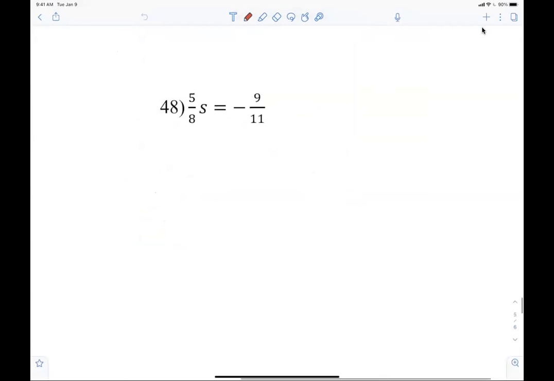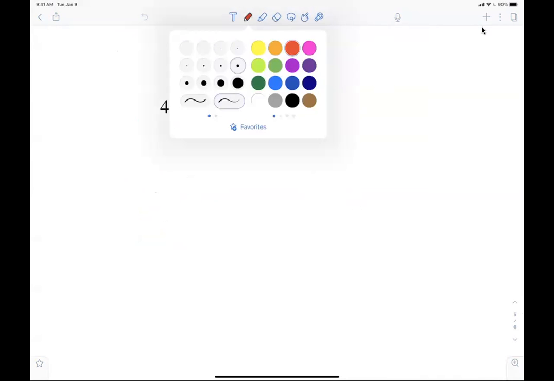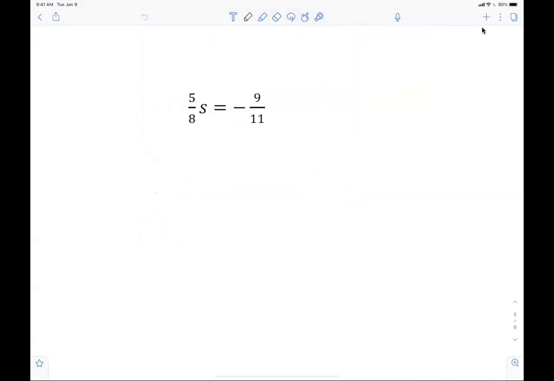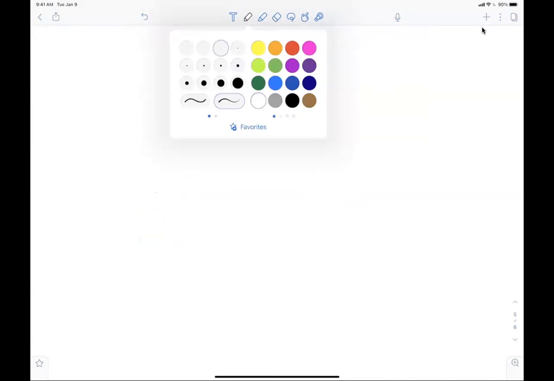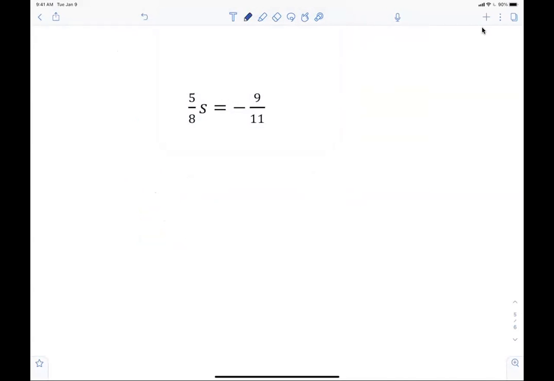Now remember, anytime you're seeing a fraction, I'm going to erase this right here to get it out of the way. The rule is multiply by the reciprocal. So I'm just putting 8/5 here, and that crosses out. So I have S equals. Is there any cancellation here? No, there's no cancellation. So it's just negative 72 over 55.